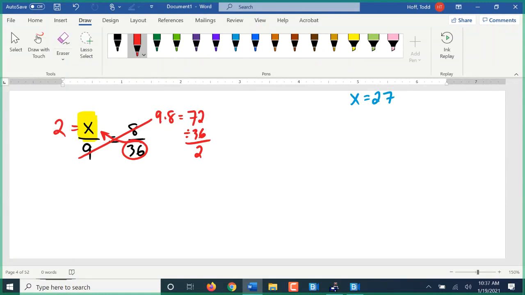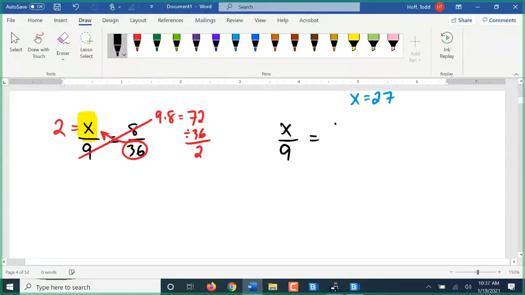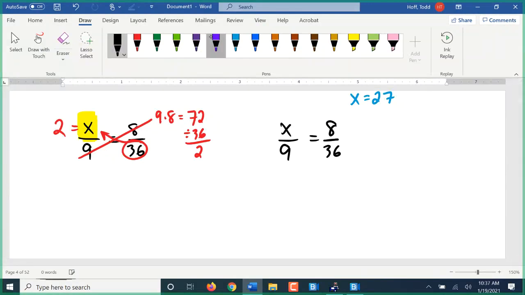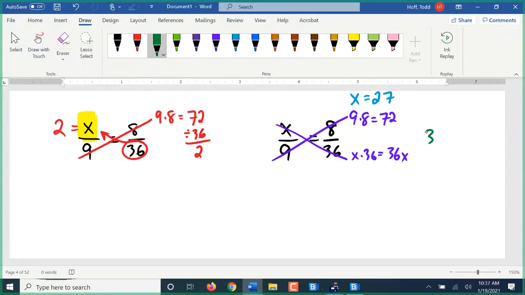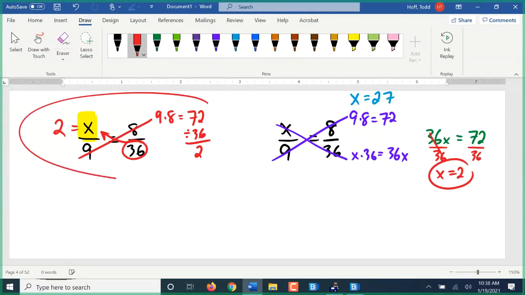We would have got the same answer had we done the full cross multiply and created the equation. We cross multiplied this way, 9 times 8 is 72. We're going to multiply this diagonal, x times 36, 36x. And of course, 36x equals 72. Dividing by 36, x equals 2. We get the same result, it's just way quicker here.